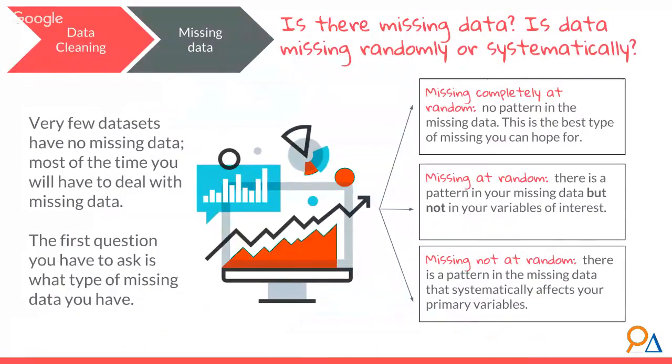So there are three types of missing data. There's missing completely at random, there's missing at random, and missing not at random. So missing completely at random is whereby no pattern is in the missing data. This is the best type of missing you can hope for. There's also missing at random. There is some pattern in your missing data, but not in your variables of interest. And there is missing not at random. There is a pattern in the missing data that systematically affects your primary variables. That's the worst missing data you find.